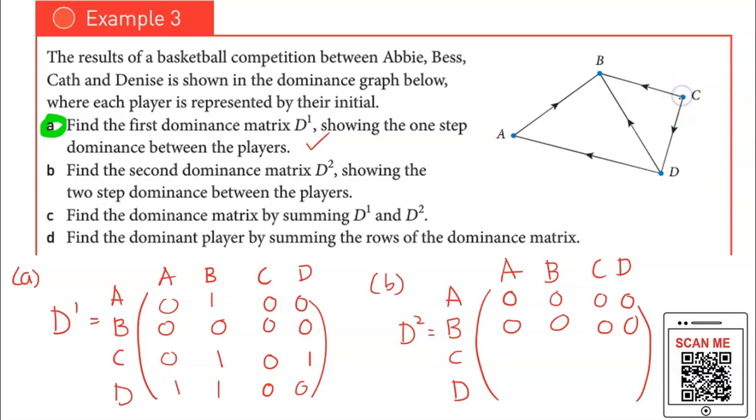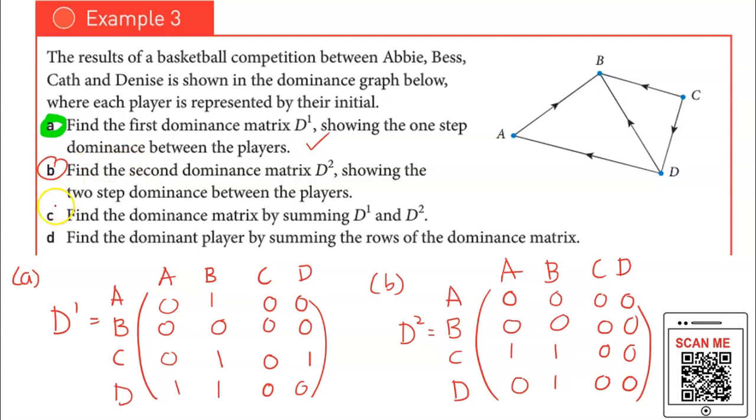And C, do you have any? C can defeat A by C, D, A. So 1. C also can defeat B indirectly by C, D, B. So 1, 0, and 0. And for D, do you have any two-stage? Yes, D can defeat B by D, A, B. So here, 1. The rest remain 0. So question B, we're done.